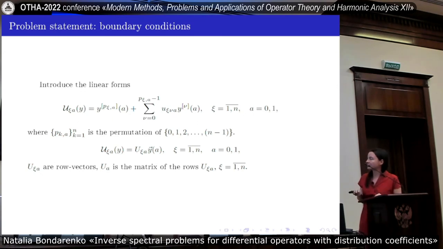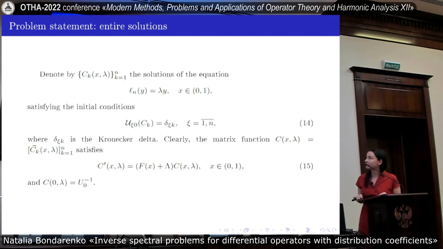These linear forms can be written in the vector form as a multiplication of some row vector by this vector of quasi derivatives. And we can compose a matrix UA of these row vectors. So this notation, U0 and U1, will also be used. Then we need to define some solutions, denoted by CK, the solutions of the differential equation satisfying the following initial conditions.